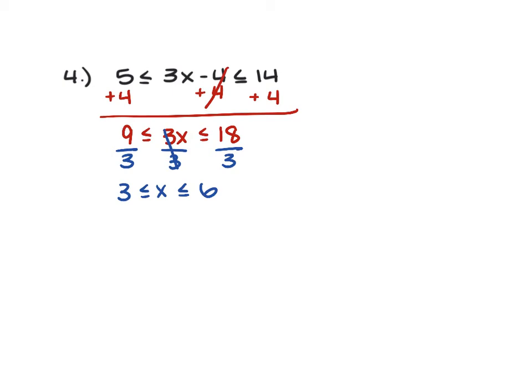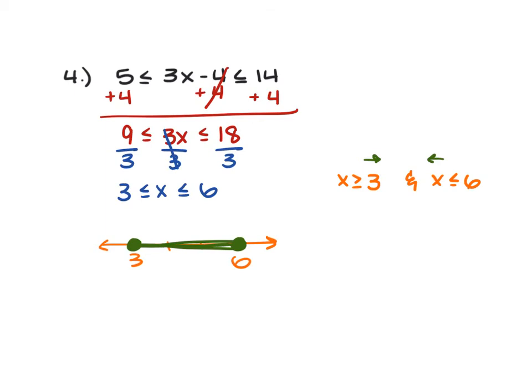Now, you can think about this as x is greater than or equal to 3, and x is less than or equal to 6. This might help you when you're graphing it. To graph this, you have that 3, you have that 6. We're going to have a closed circle on that 3. We have a closed circle on that 6. Those two inequality signs point into each other, so our line connects the two circles.